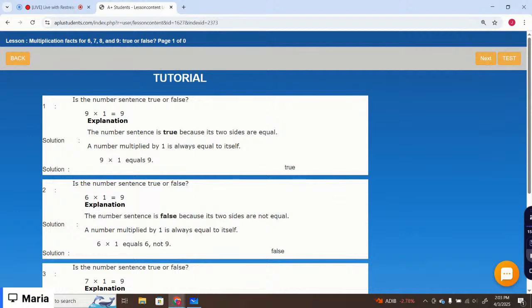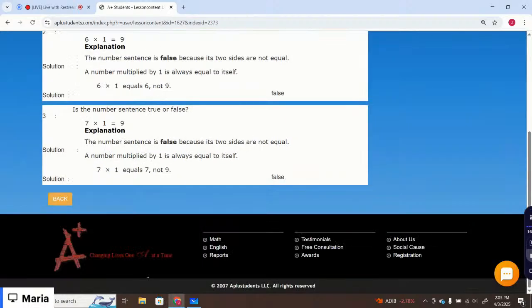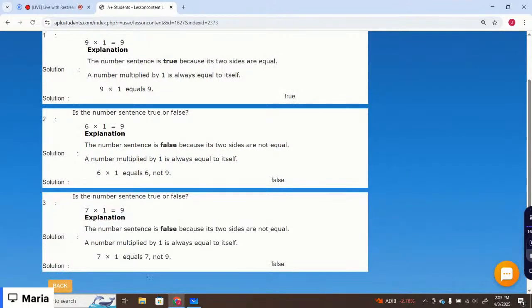Is the number sentence true or false? 9 times 1 equals 9. Is it true or false? So 9 times 1 equals 9. The given sentence is true if both sides of the sentence have exactly the same answer.